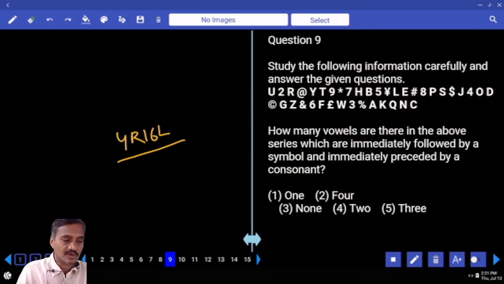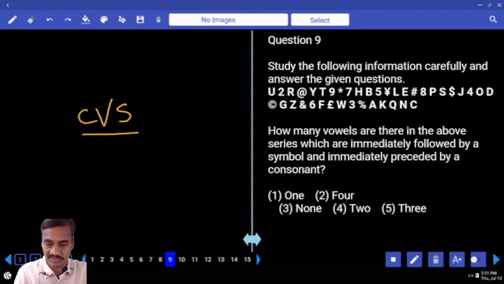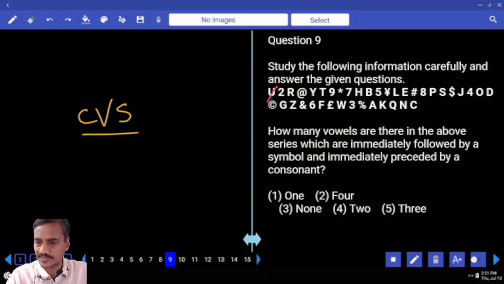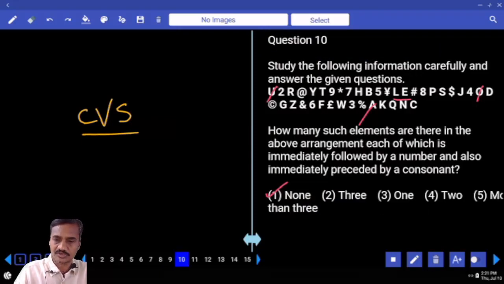And the 9th one, how many vowels are there which are immediately followed by a symbol and immediately preceded by a consonant? Consonant, vowel and a symbol. Now consonant, vowel and a symbol. Consonant and vowel must be adjacent to each other. Now this vowel is not preceded by a consonant. And now consonant, vowel and a symbol: L, E and this one. And consonant and vowel, now this O is not preceded by a consonant. Now this A is not preceded. And how many are there? There is only one, that is choice 1, question number 9.